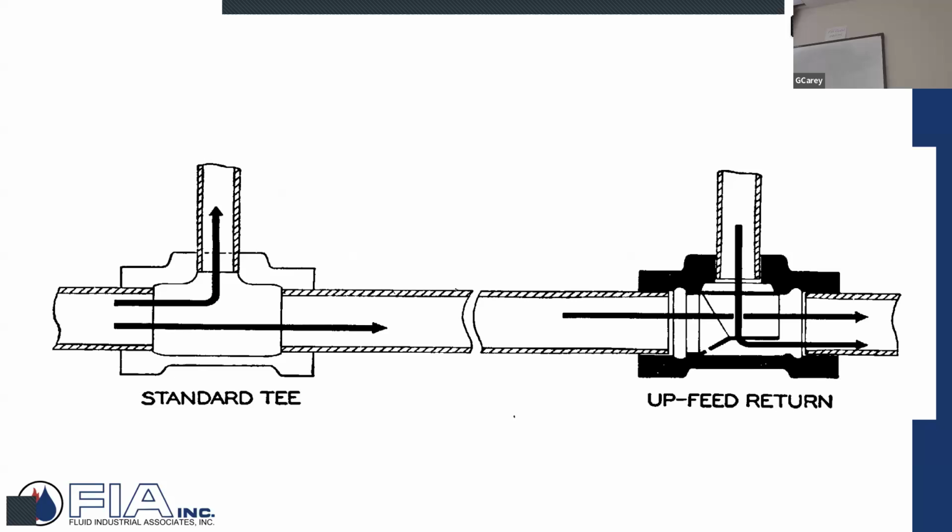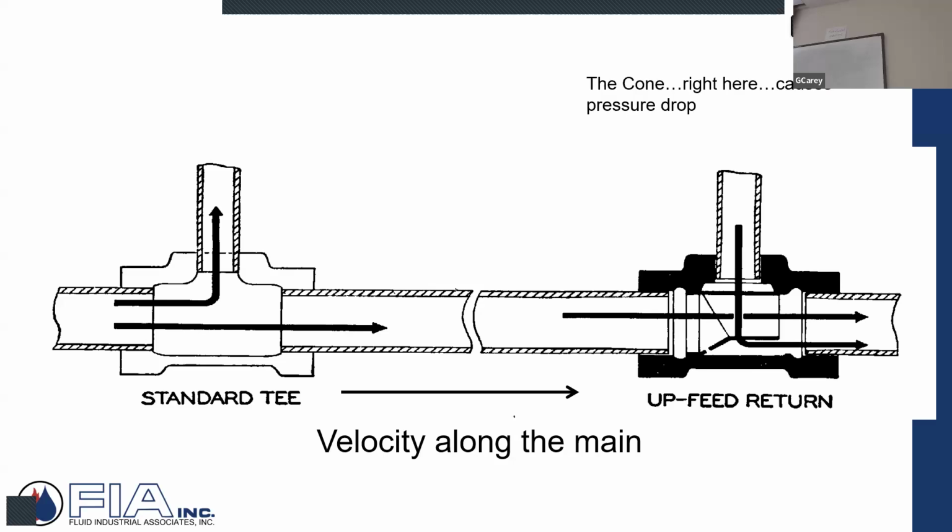So this is just a real quick cartoon drawing of a monoflow system. So you have a standard T, and then you have this cone, this reduced opening, and it's an engineered pressure drop at the end of the day. It's an engineered pressure drop. And the way it would work is the water moving along the main here, the velocity along the main created pressure drop because of that cone.